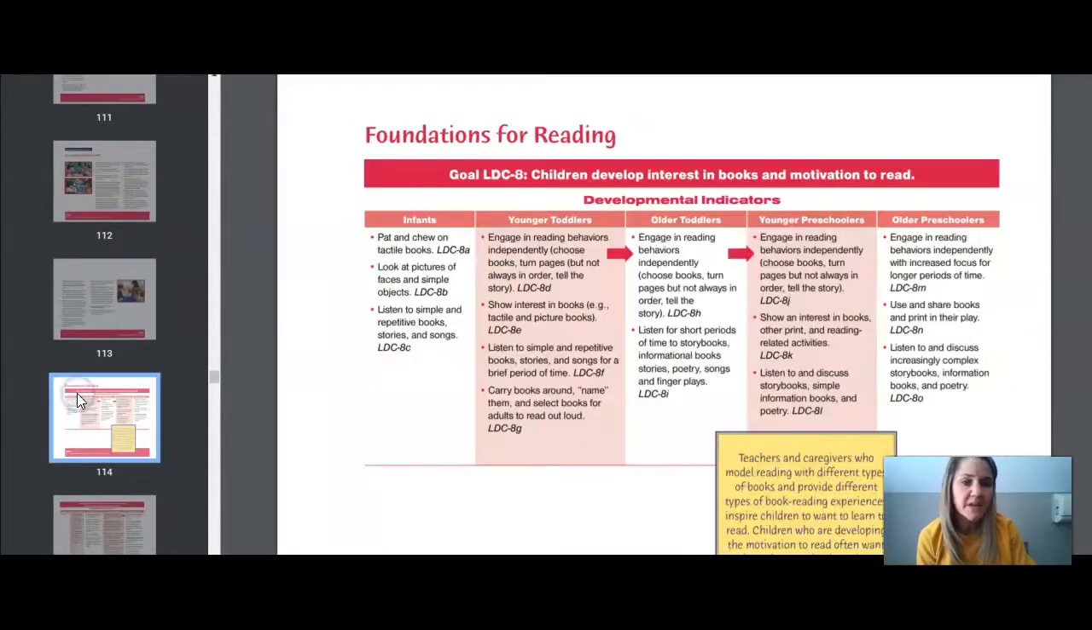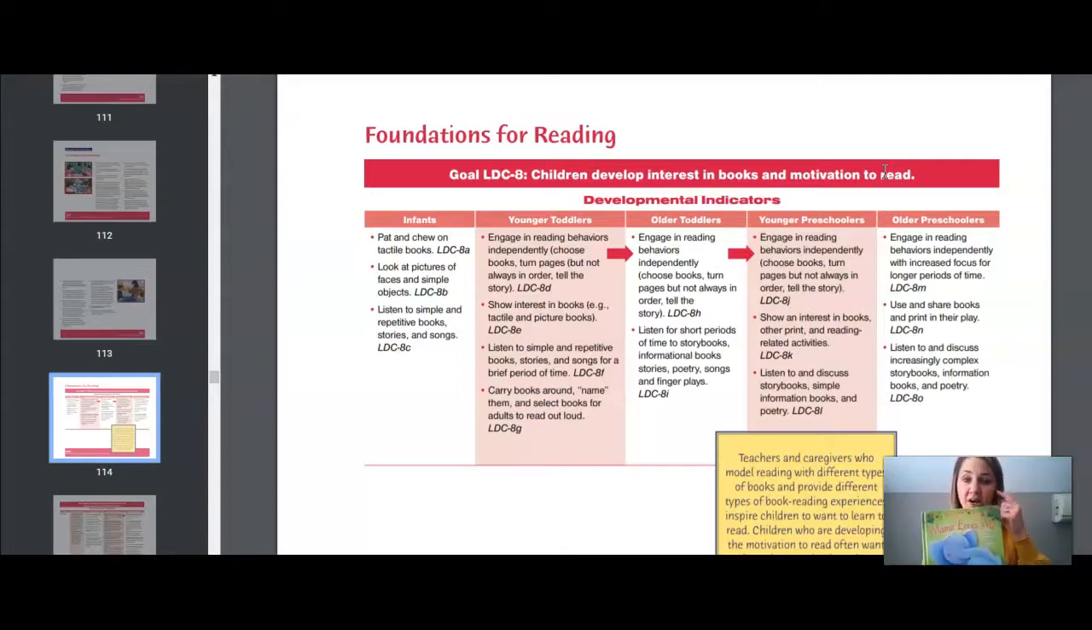And the next one is Foundations for Reading. Goal LCD, Language Development Communication 8, is children develop interest in books and motivation to read. That is the objective. That is your goal from Foundations for this first activity plan that you're writing. Now think about, what did I do just in my introduction of my favorite children's book to encourage children to develop an interest in books and motivation to read? I did some specific things that would encourage this type of thinking in a child.